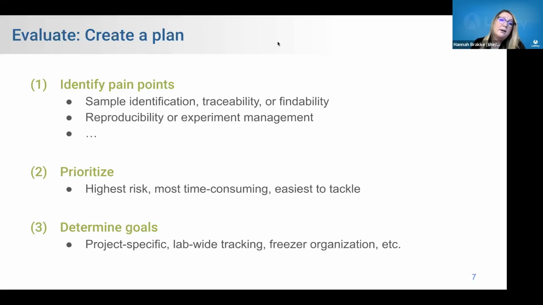And then the final piece of your plan here is really to determine your goals, right? So do you want to fix these pain points for specific projects? Is it more around lab-wide tracking that you're interested in? Is it going to be for a certain collaboration effort that you're undergoing? Do you want to just have all of your freezers organized? Things like that will help you identify what system is going to be best suited for you at the moment.